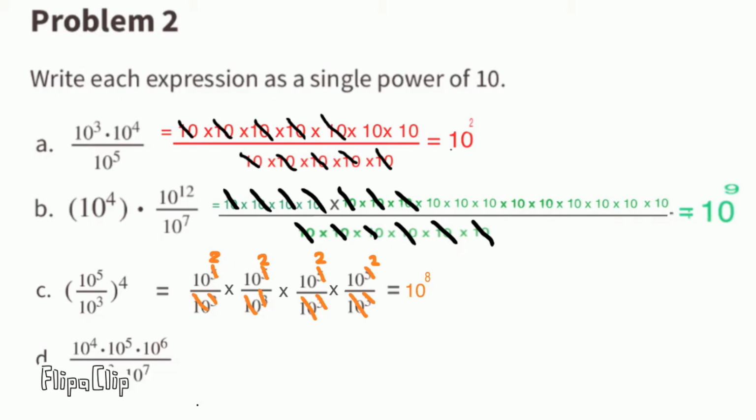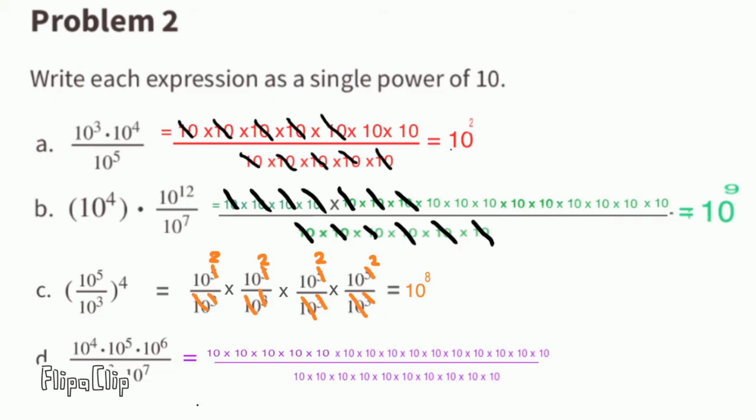For letter D, we have 10 times itself a total of 15 times on top, and 10 times itself a total of 10 times on the bottom. So all 10 of them on the bottom are canceled out, and we can substitute that with an imaginary 1, and we take 10 away from 15 on top, so we have 10 times itself 5 times. 10 to the power of 5 over an imaginary 1, and that equals 10 to the power of 5.